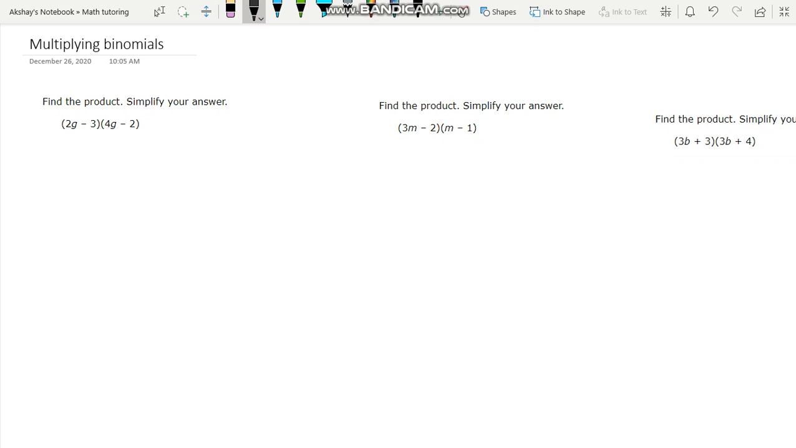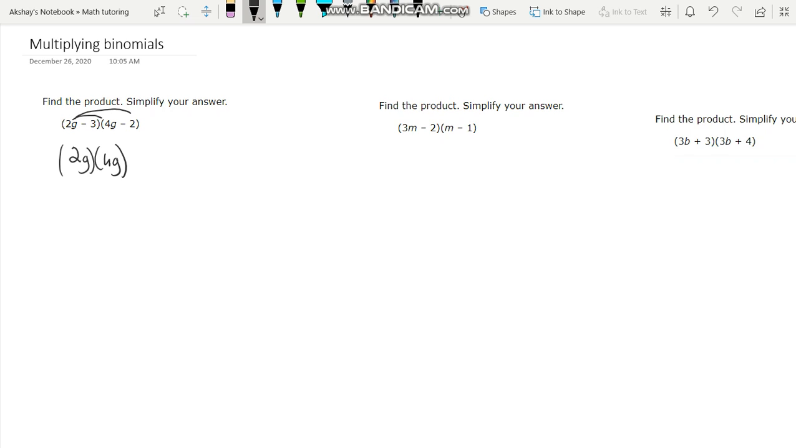We're asked to find the product, then simplify our answer. So we're asked to multiply 2g minus 3 with 4g minus 2. We use our distributive property. I multiply my 2g with 4g, 2g with negative 2, my negative 3 with 4g, my negative 3 with negative 2. Let's start with multiplying my 2g with my 4g.